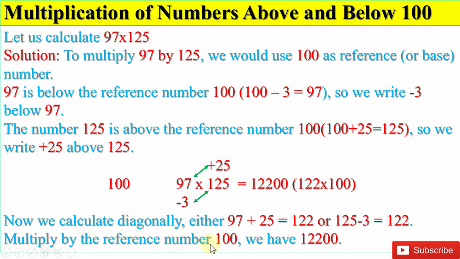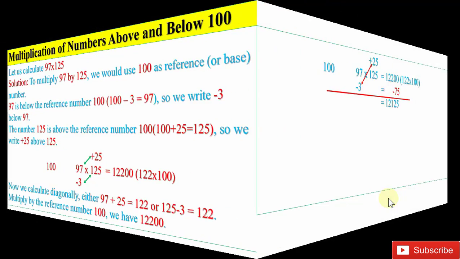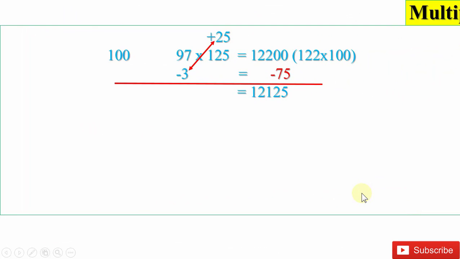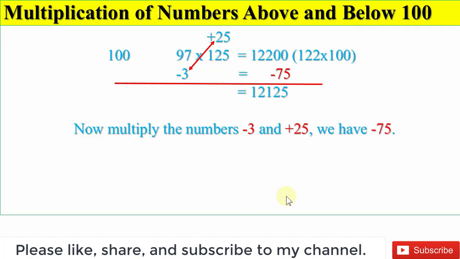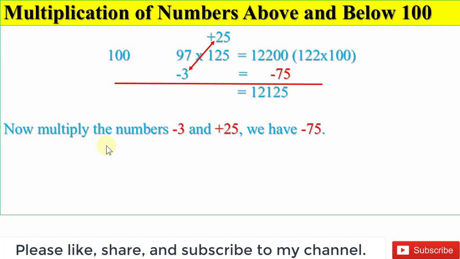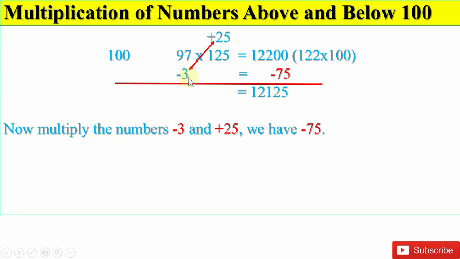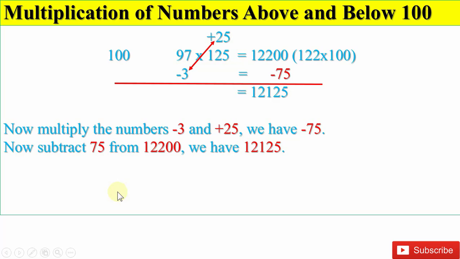Multiply by the reference number 100. So, we have 122 into reference number 100 is equal to 12,200. Next, multiply the numbers minus 3 and 25, which gives minus 75. Now subtract 75 from 12,200. We have 12,125.